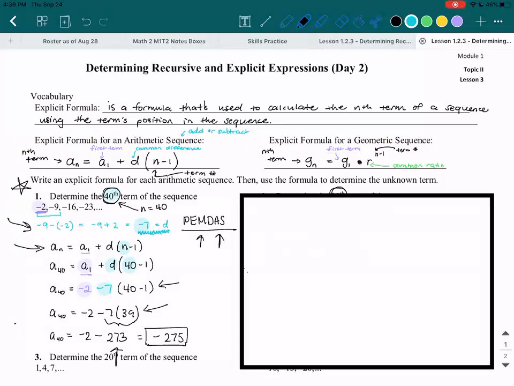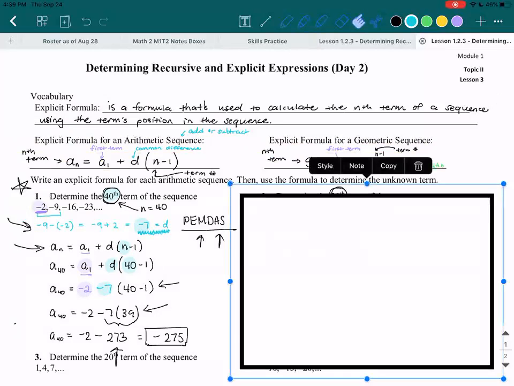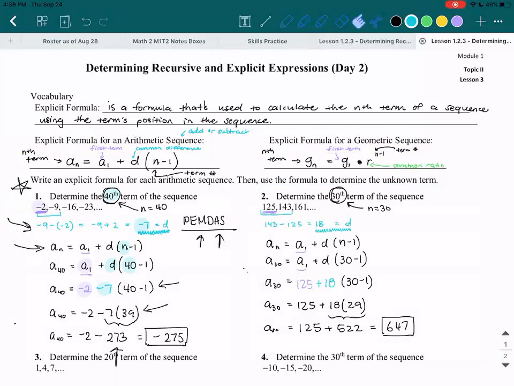Let's do the next one. Let me take away this giant box over here. Okay. So for the next one, we wanted to determine the 30th term of the sequence. So for the 30th term, we get n is equal to 30, because the n value is the term number.